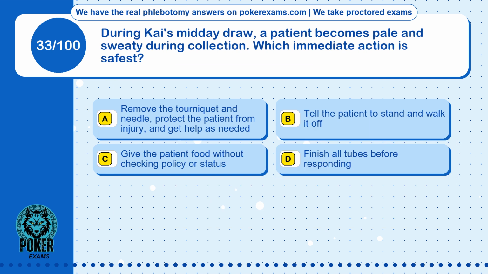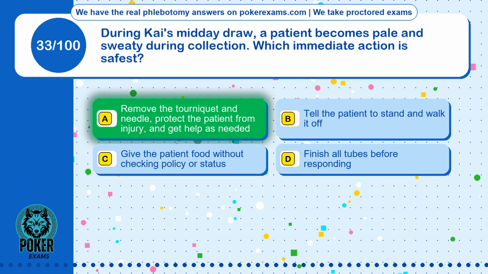Question 33. During Kai's midday draw, a patient becomes pale and sweaty during collection. Which immediate action is safest? Option A. Remove the tourniquet and needle, protect the patient from injury, and get help as needed. Option B. Tell the patient to stand and walk it off. Option C. Give the patient food without checking policy or status. Option D. Finish all tubes before responding.